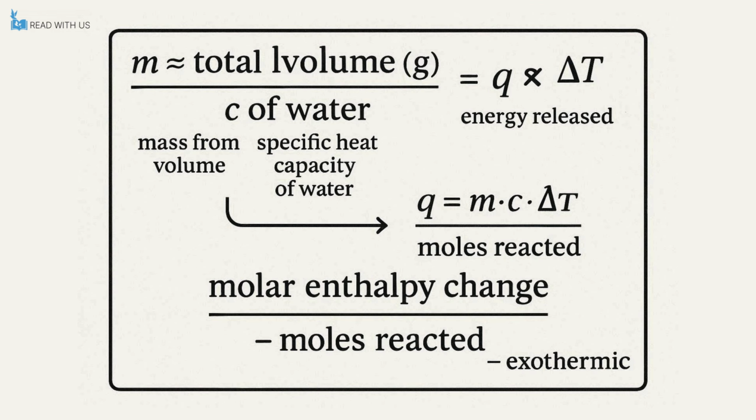Using the mass of the solution, approximated by its volume in grams, the specific heat capacity of water, and the measured temperature change, we calculate the energy released with Q equals m times c times delta T, and then determine the molar enthalpy change by dividing by the moles that reacted and adding a negative sign for an exothermic process.